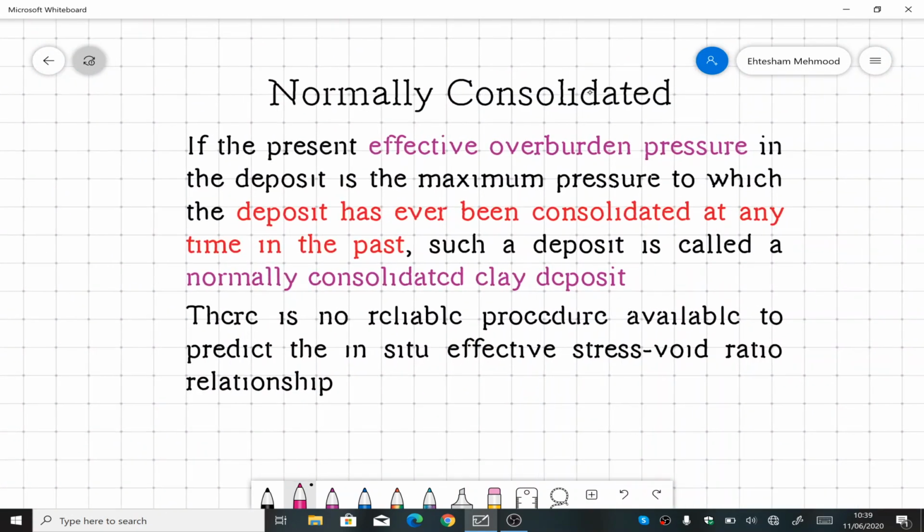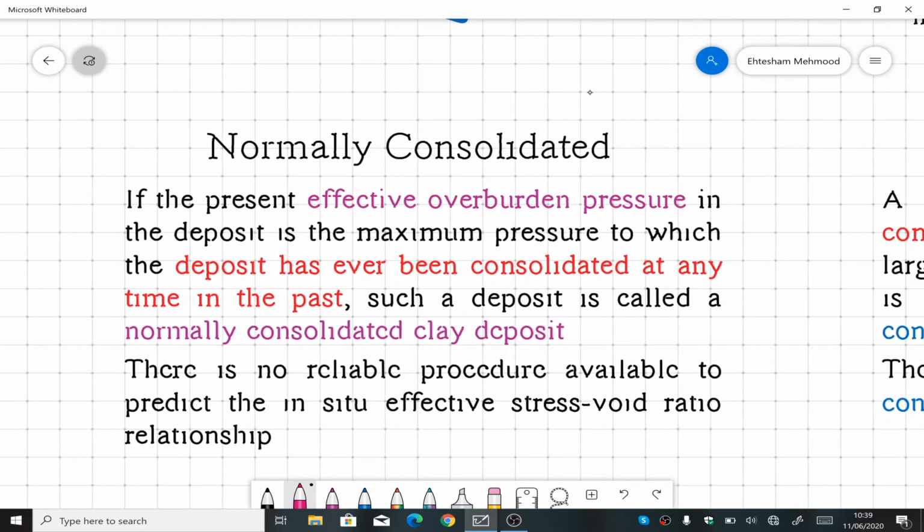First thing first, we have this definition that is normally consolidated soil or normally consolidated clays. If the present effective overburden pressure in the deposit is the maximum pressure to which the soil has been consolidated at any time in the past, such a deposit is called a normally consolidated clay deposit. So there is no actual procedure to predict the in situ effective void ratio relationship.